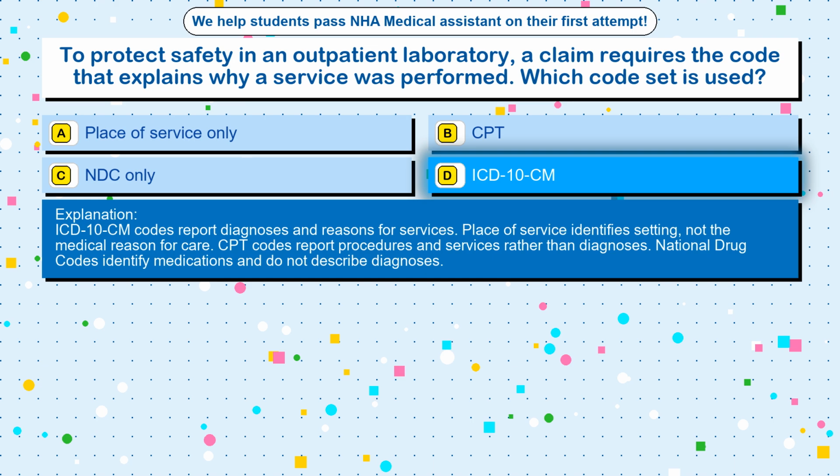Place of service identifies setting, not the medical reason for care. CPT codes report procedures and services rather than diagnoses. National drug codes identify medications and do not describe diagnoses.